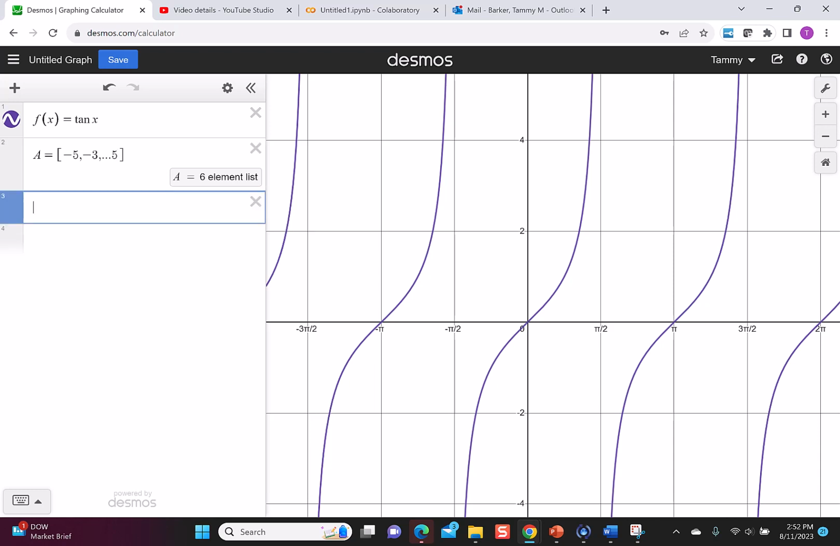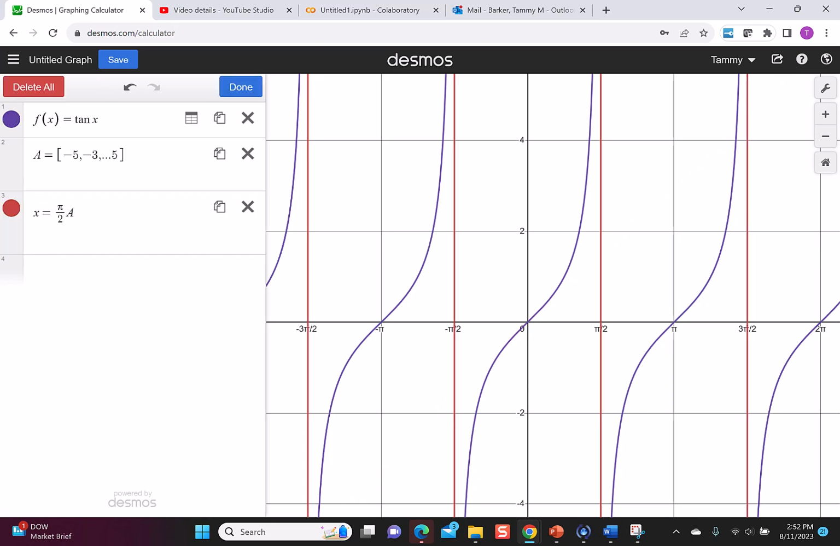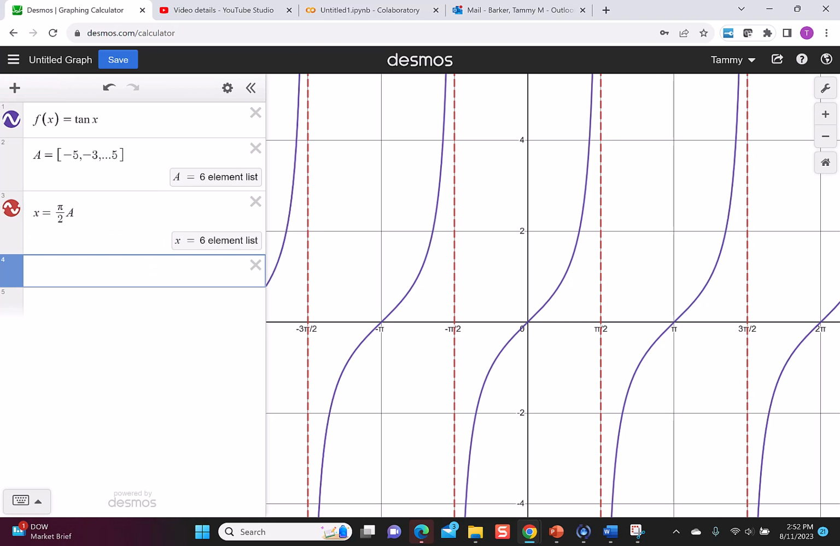To have it graph my asymptotes, I say x is equal to, we go back to pi over 2, but now I multiply by a, because that's where my values of k are. Then I'm going to go to my settings and say that's not going to be a line, it's going to be an asymptote, so I dash it. This was a quick way to put in a lot of asymptotes and not have to do a lot of work.